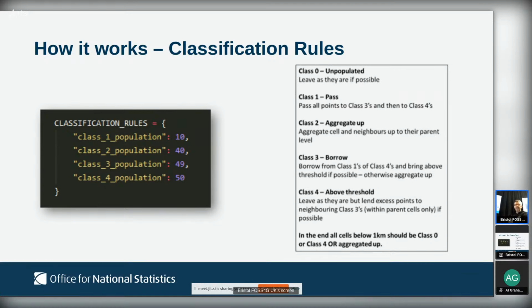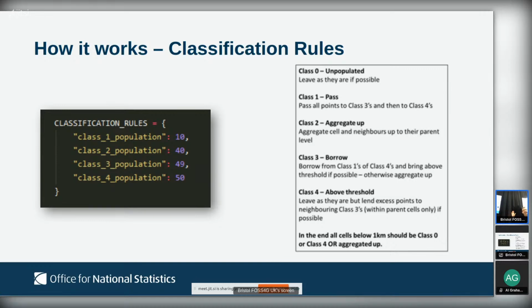So the classification rules are, on the left is an example of how these classifications are defined. The box on the right shows the different classes that determine whether the grids can be split down further. So class 0 is unpopulated, so nothing gets done with these cells if they're aggregated to this class. Class 1, they're below the threshold, and they're deemed to be small enough to be passed around to neighboring grid cells within the parent grid cells to bring them over the threshold.